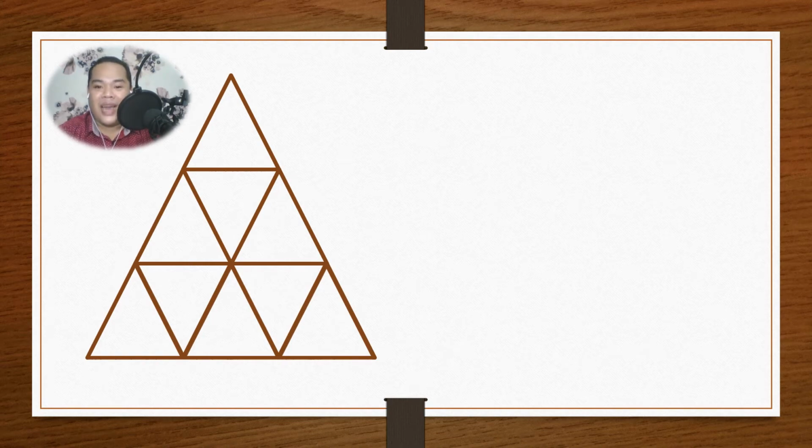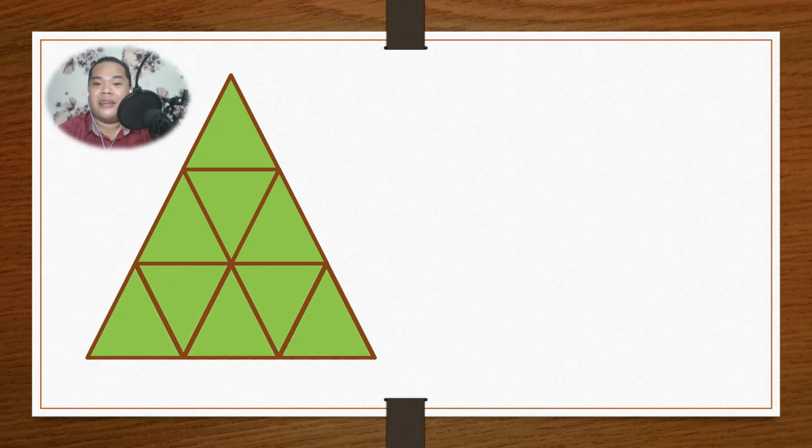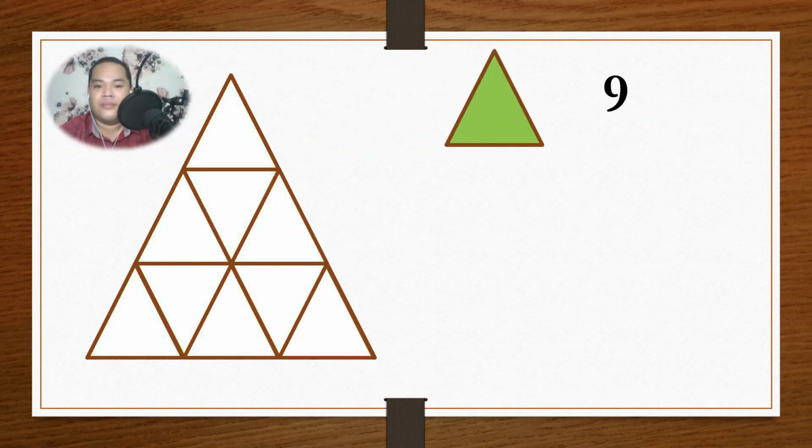Let's start by counting the small triangles. 1, 2, 3, 4, 5, 6, 7, 8, 9. There are 9 small triangles.